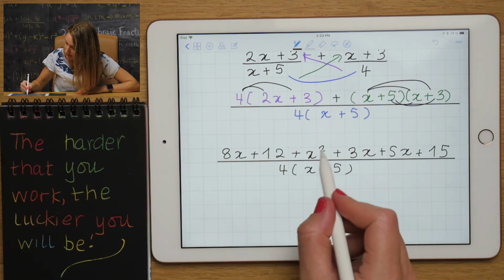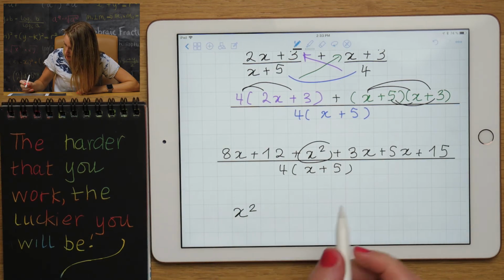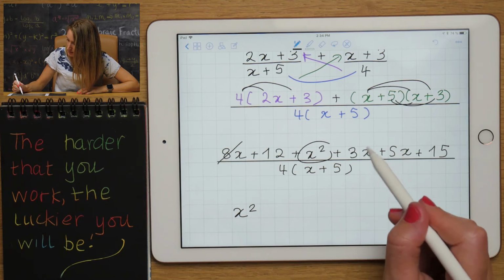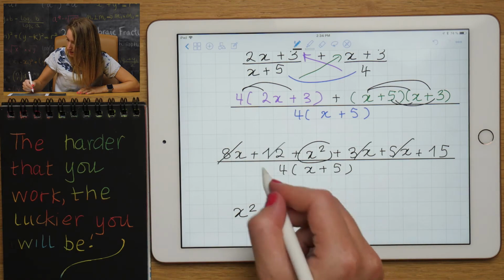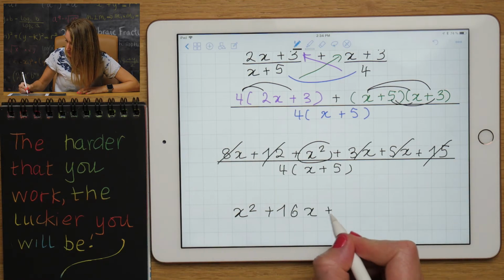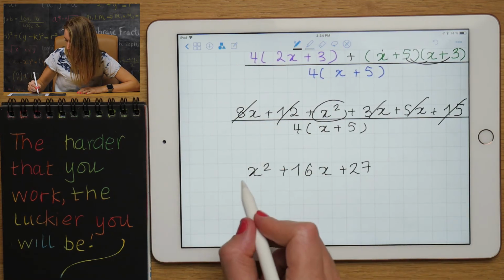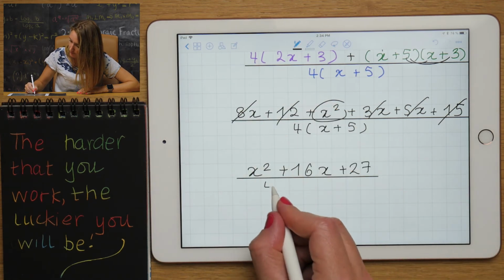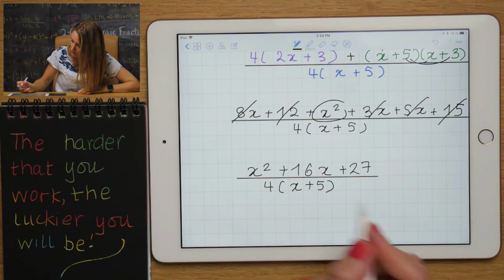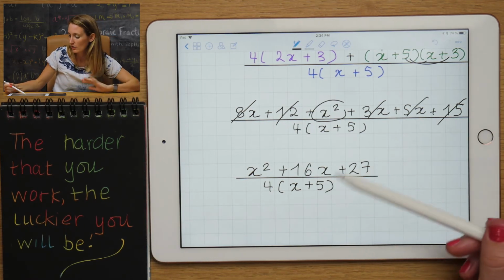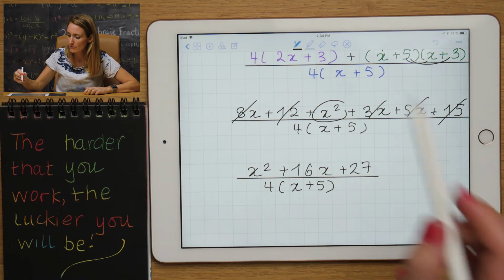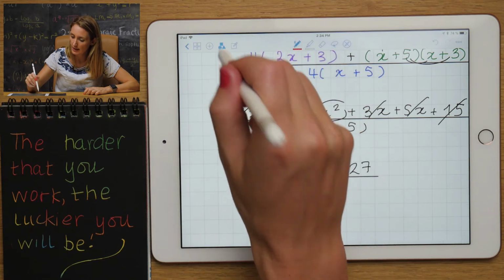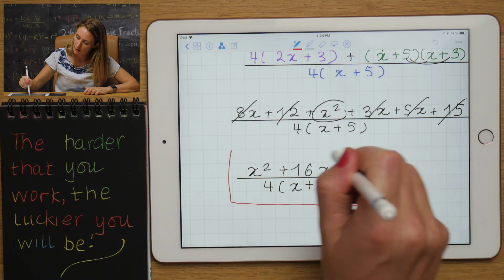Right, let's just add together our like terms here. So I've got an x squared plus 8 plus 3, 11, 16x, and 12 and 15 plus 27. On the bottom, you've got a 4 times x plus 5. You can check if this one would factorize to cancel down, but 27 would be, for example, 27 on 1 and 9 on 3. And neither of those would add up to 16, so that one's not going to get any smaller. And there you go.